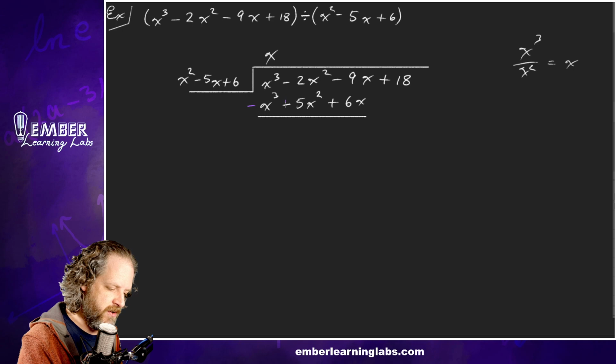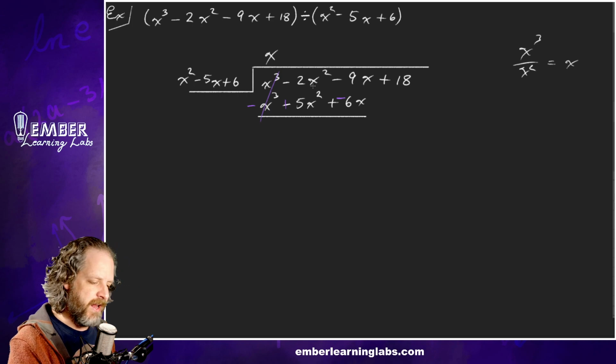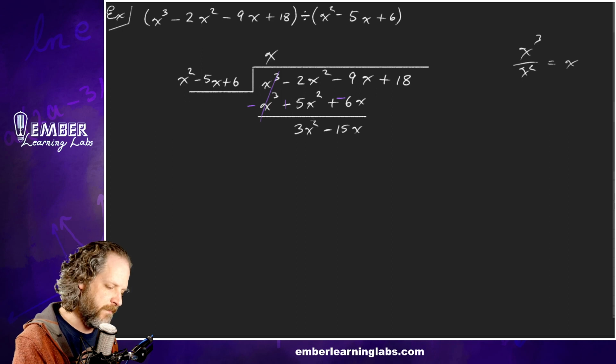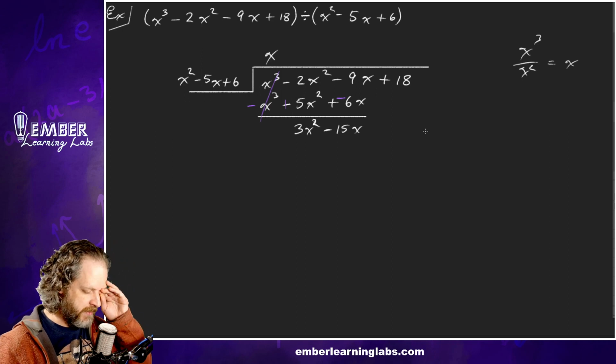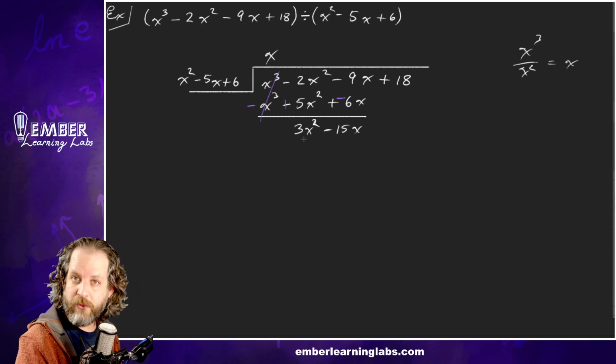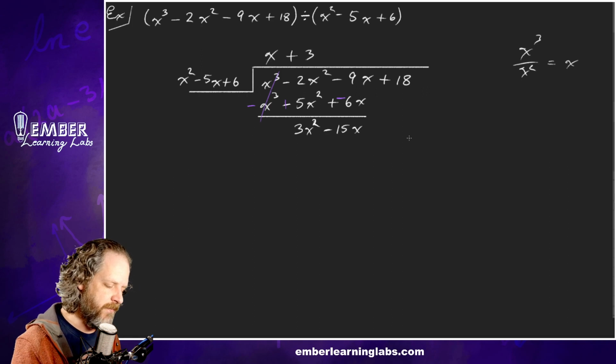All right. Change all the signs. Right? So that cancels. Negative 2x squared plus 5x is 3x squared. Negative 9x plus negative 6x is negative 15x. That's easy peasy so far. So x squared goes into 3x squared 3 times. X squared and x squared going to cancel. So plus 3 and distribute. 3 times x squared is 3x squared.